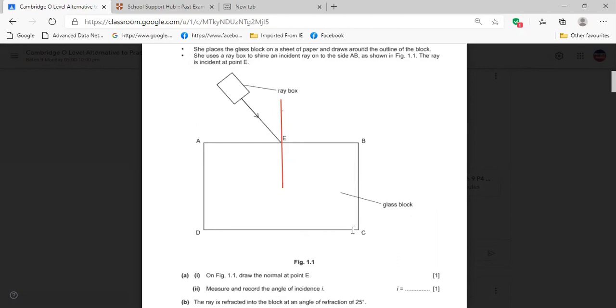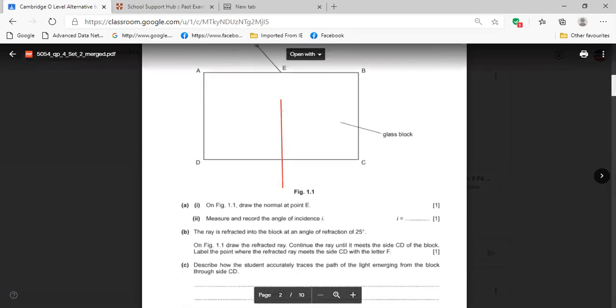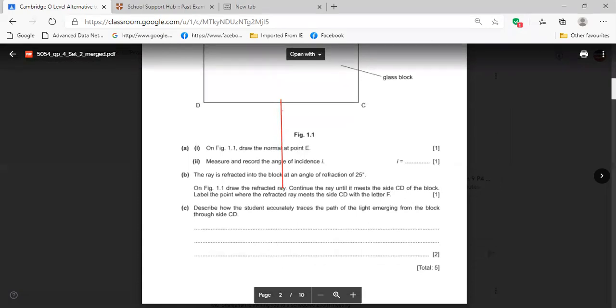Part B you finish, then after that, the last part, C. First, you read C. Describe how the student accurately traces the path of the light emerging from the block through side CD. For this one, I am giving you the mark scheme. Take it from the mark scheme, and we will discuss it from the mark scheme now.